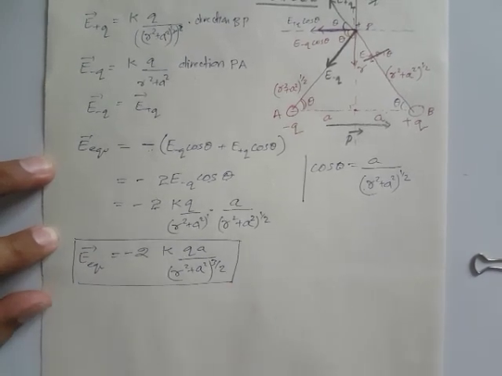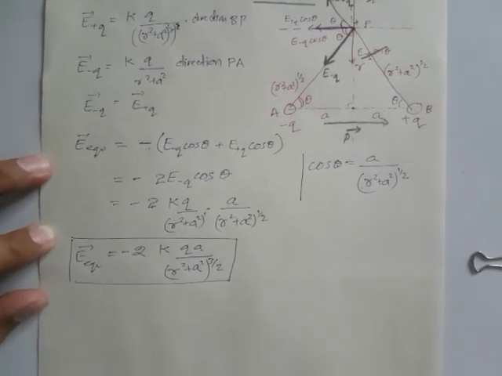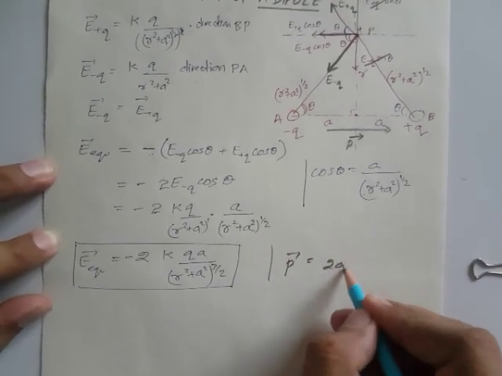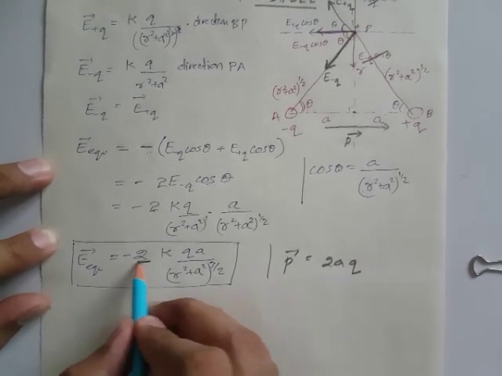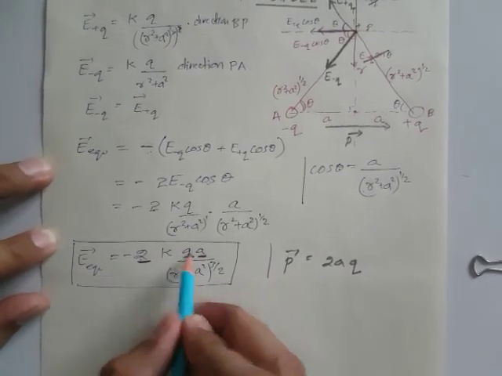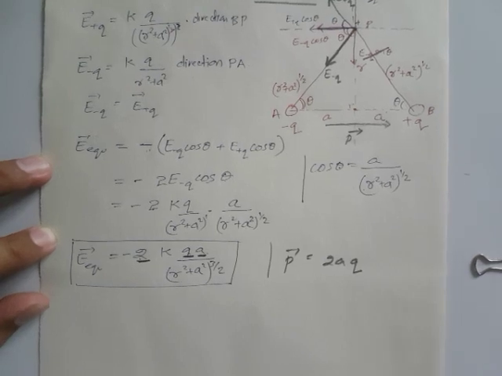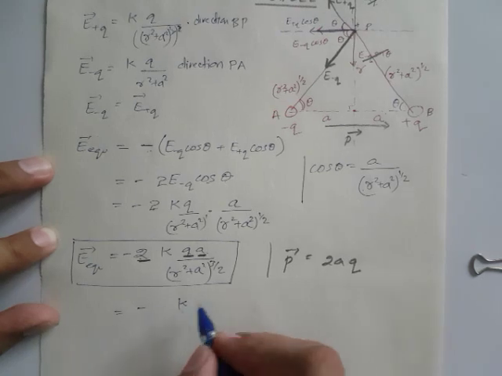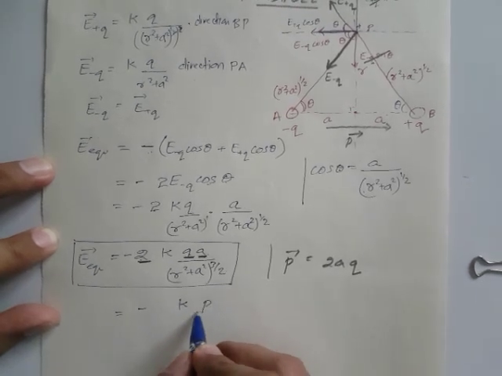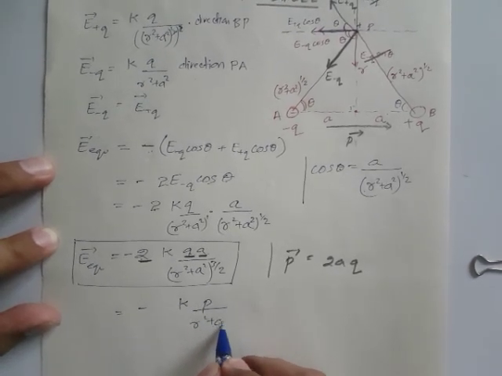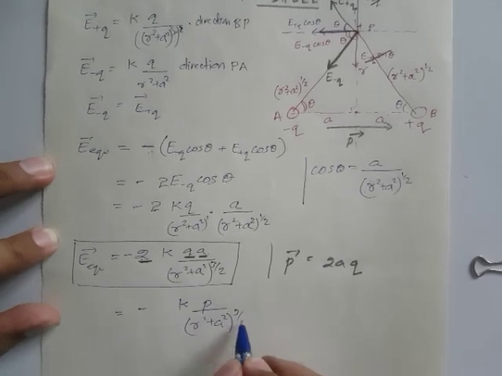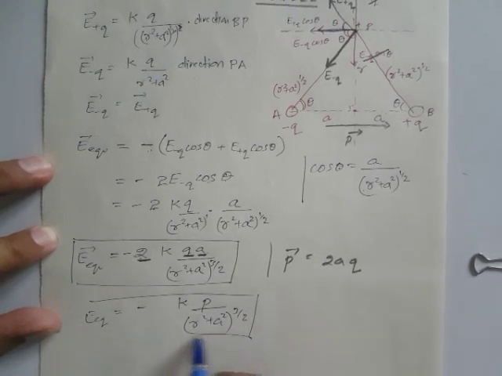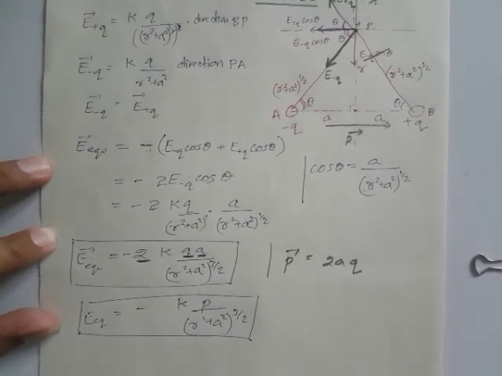Now in terms of dipole moment, we know dipole moment P equals 2AQ. We need to find 2A and Q. Instead of these three, I can write P over here. So simply I can write minus KP upon R square plus A square to the power 3 by 2. E equatorial can be written in this form also.